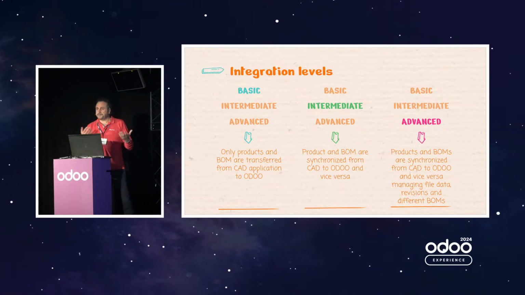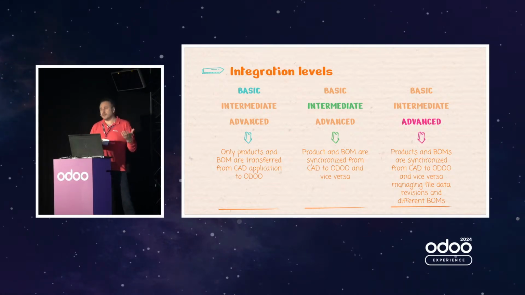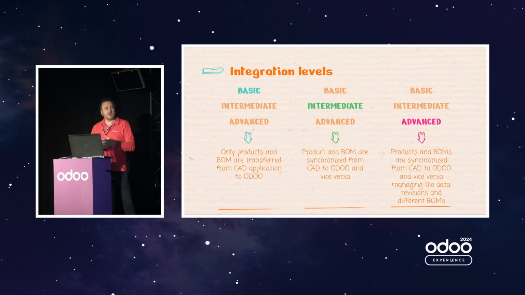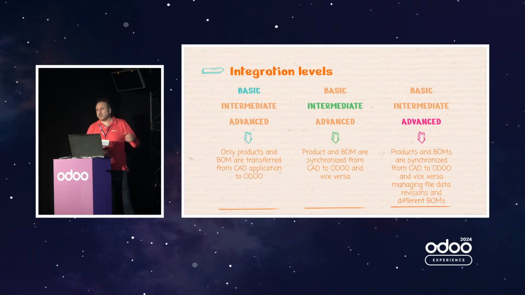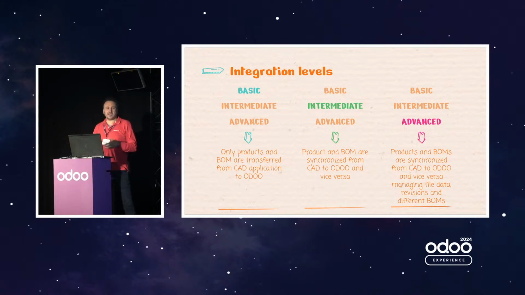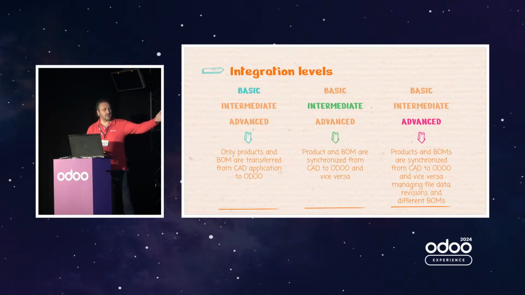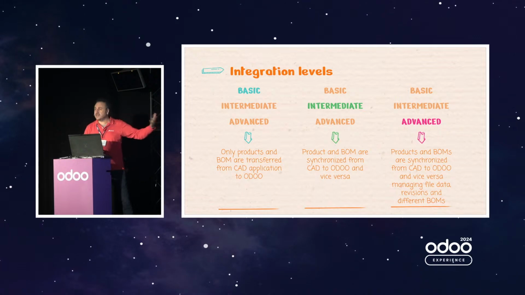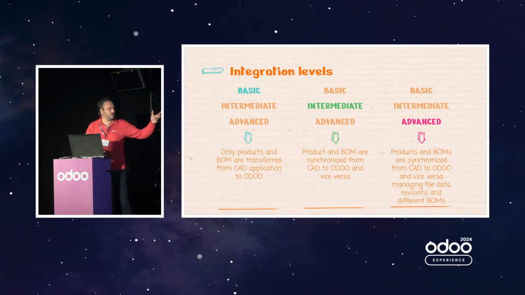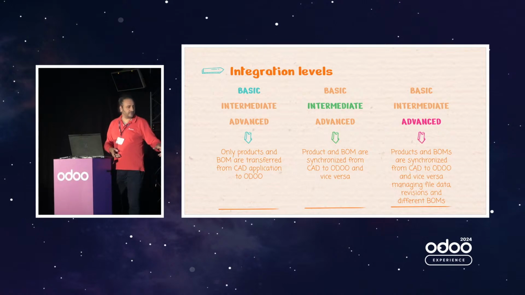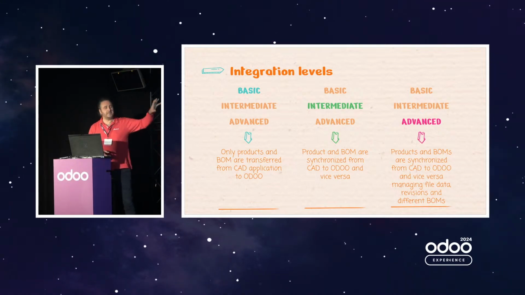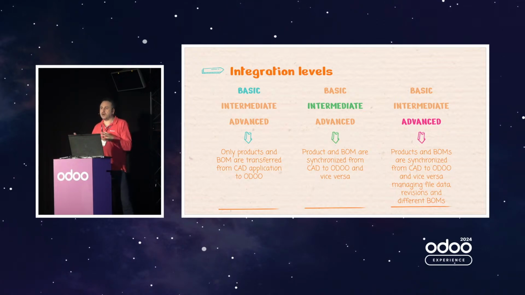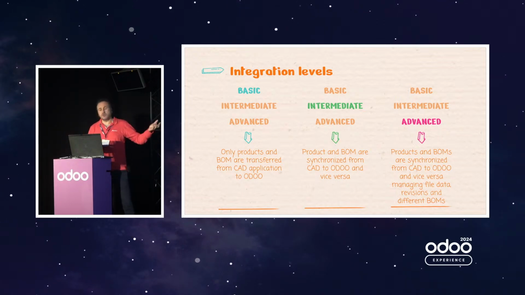Going ahead, we can divide into three steps, basic, intermediate, or advanced, the way in which we can integrate a CAD application with Odoo. We can have a basic one in which the only thing needed, maybe for our customer, will be to get the product information, maybe the BOM, and push it into Odoo. So this will be the basic level at which we can think about integrating a CAD application into Odoo.